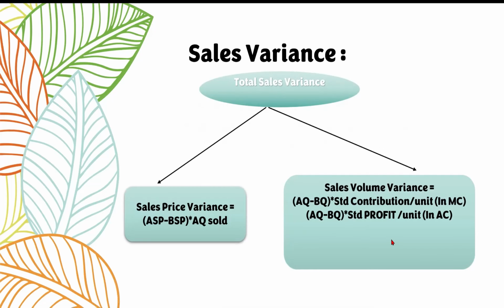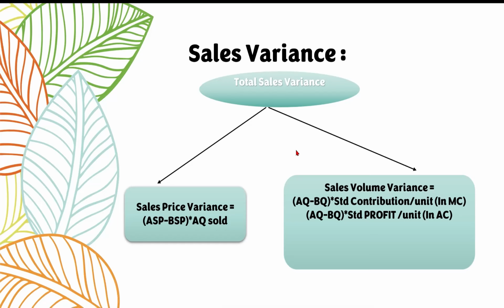Now first is the sales variance. This is useful for the F2 as well as F5 student. If the question asks you to calculate the sales variance or the total sales variance, it means you need to calculate both the sales price variance as well as the sales volume variance, and then add these two. After adding these two variances, you will get the total sales variance.